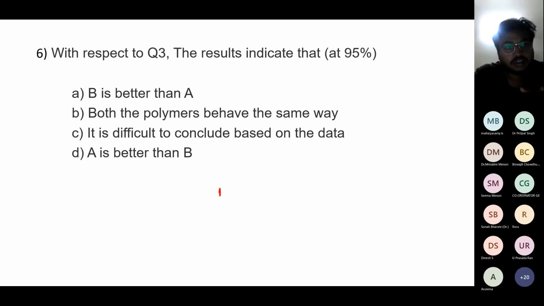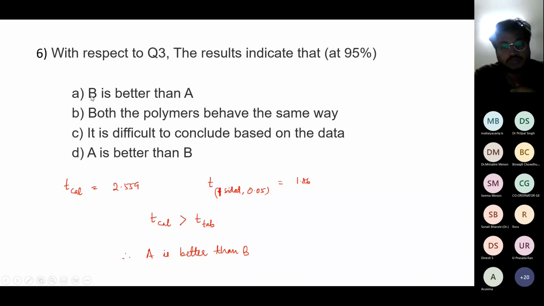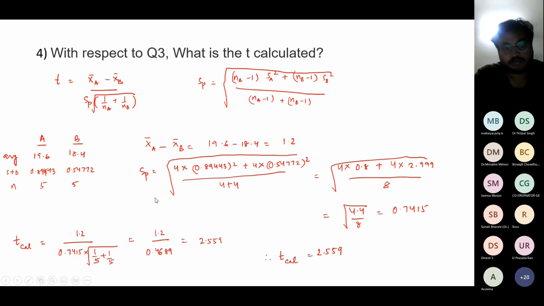Last question, with respect to question 3: the results indicate that at 95% confidence interval, treatment B is better than A; both the polymers behave in the same way; it is difficult to conclude; or A is better than B. So we calculated the T value to be 2.559. While calculating the T value, we subtracted the mean of A from B, right?